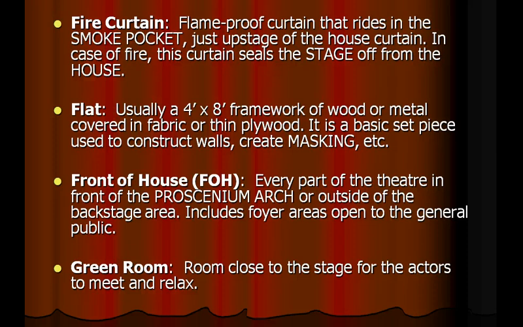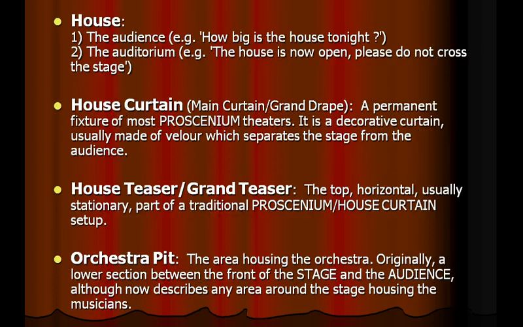Front of house, or FOH, is every part of the theater in front of the proscenium arch or outside of the backstage area. And this includes the foyer areas open to the general public. The green room is the room closest to the stage for the actors to meet and relax. The house refers to the audience or to the auditorium itself.